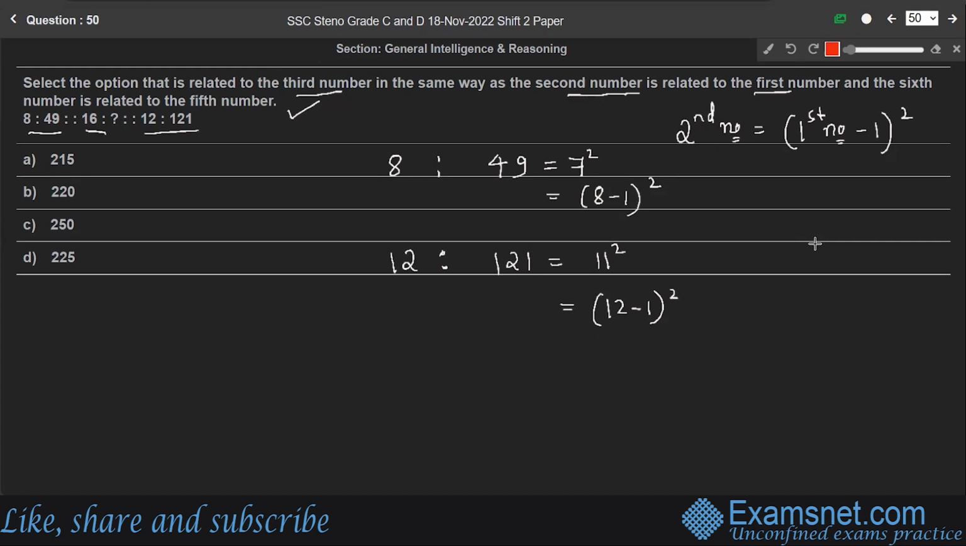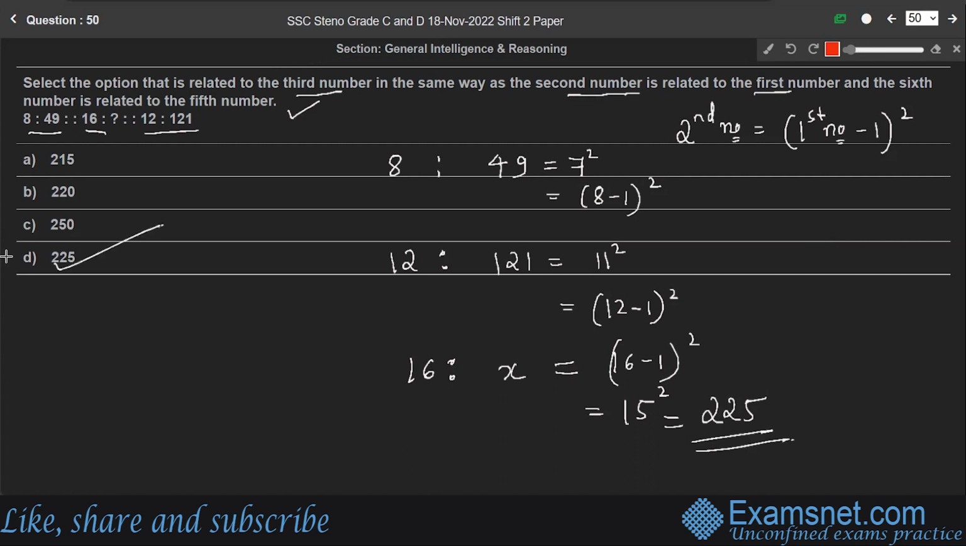Similarly, 16 is related to which number? Let the number be x. This is equal to 16 minus 1, the whole square, which is 15 squared, which is equal to 225. Option D is the right answer.